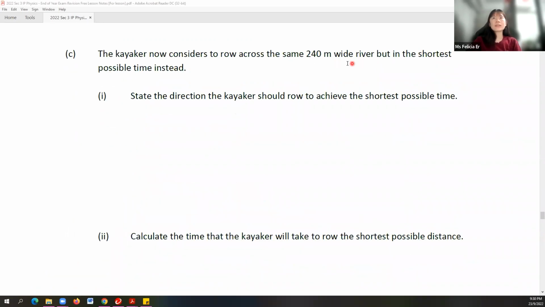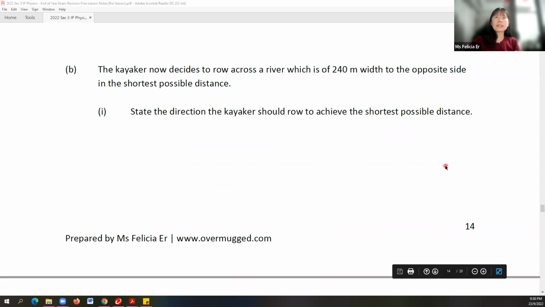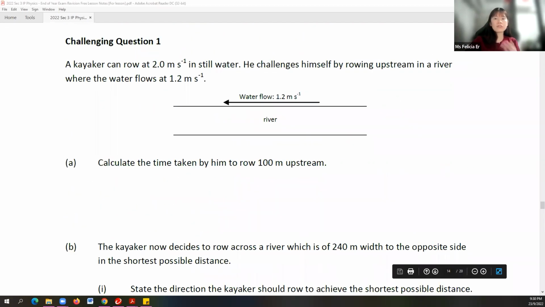Okay, so the next scenario is that they don't want the shortest distance, but they want the shortest time. That means I want to reach the opposite side the fastest. To reach the opposite side the fastest, you should make use of the water current to help push you. So that means you row plus the river pushes you, you can reach very fast. Now for the diagram over here, can someone draw it for me? Which direction do you think you should row? Then with the help of the water flow, you can go to the opposite side very fast. So do you have any idea? This one I would say is more like the end resultant.